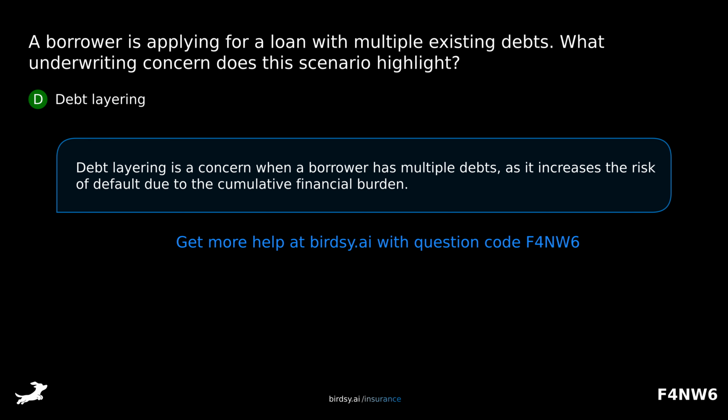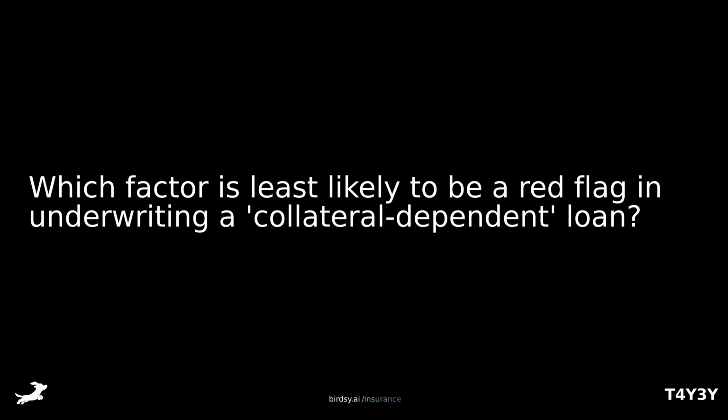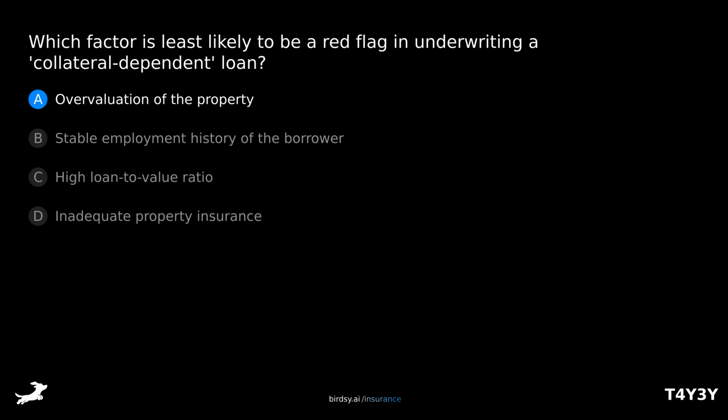Debt layering is a concern when a borrower has multiple debts, as it increases the risk of default due to the cumulative financial burden. Which factor is least likely to be a red flag in underwriting a collateral-dependent loan? Is it A, overvaluation of the property? B, stable employment history of the borrower? C, high loan-to-value ratio? Or D, inadequate property insurance? The answer is B, stable employment history of the borrower.